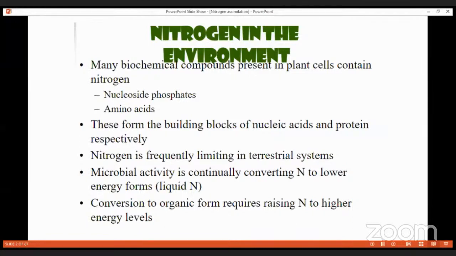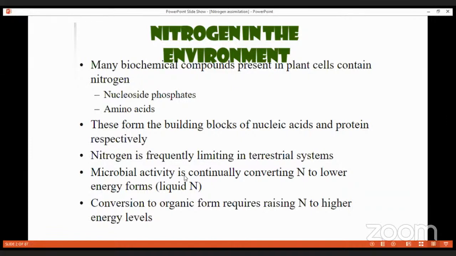As you have already studied in your degree program, it is part of nucleoside phosphates and amino acids. These basically build the entire nucleic acid and protein that govern our life cycle. So nitrogen is frequently limited in the terrestrial system, but it is frequently available in the atmosphere.